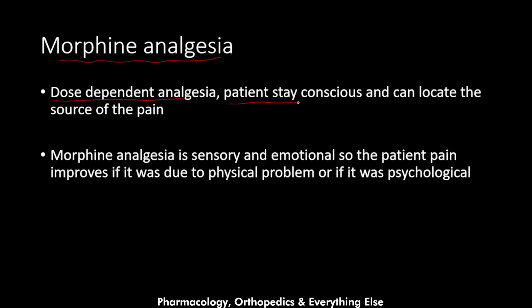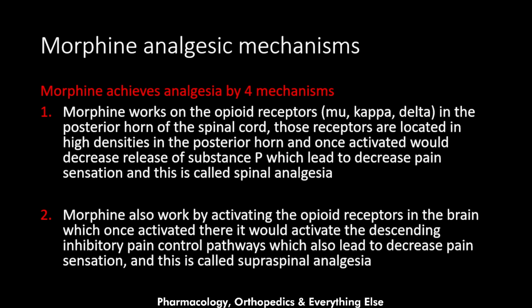The patient stays conscious and can locate the source of the pain. And morphine analgesia is sensory and emotional, so it relieves the sensory pain and the emotional pain. So the patient's pain improves if it was due to a physical problem or if it was psychological. And the morphine achieves analgesia through 4 different mechanisms.